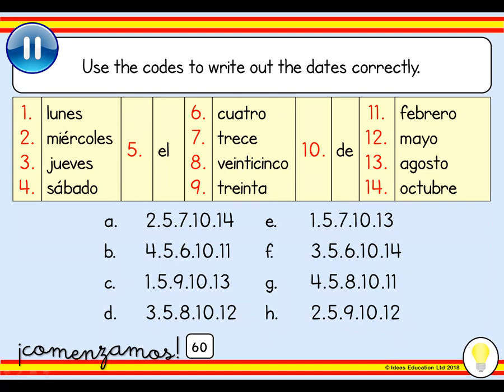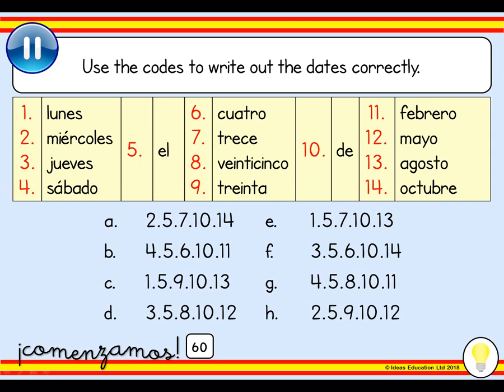That's right, number 2, you write miércoles. When you see a 5, which word do you have to write? That's it, you write el. What about for a 7? You write 13. For number 10, that's it. That's the de. And finally, you've got a 14. What do you have to write for a 14? That's it. Octubre. So the answer for A would be miércoles el 13 de octubre.